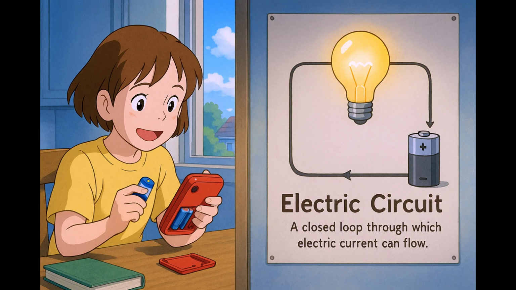In this analogy, the correctly inserted batteries represent the power source. The gadget itself symbolizes the circuit components, and the path through which the electricity travels is analogous to the closed loop essential for the circuit to operate.